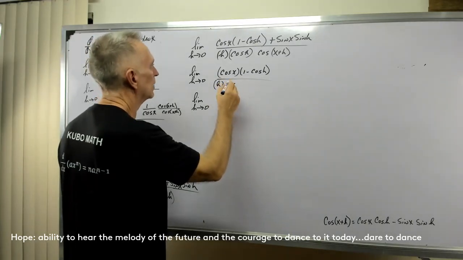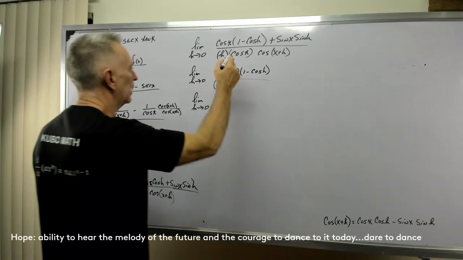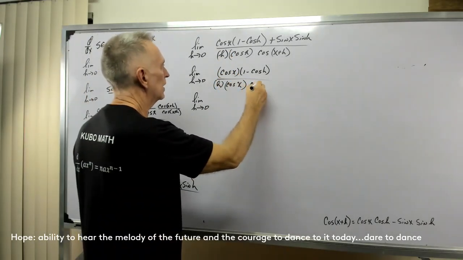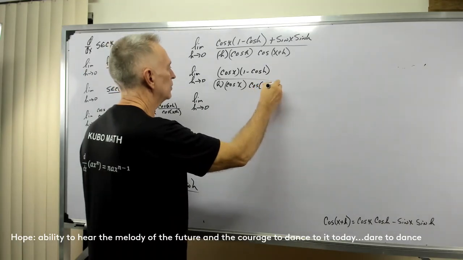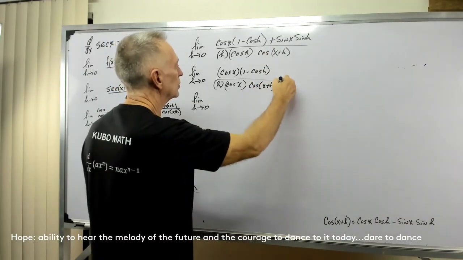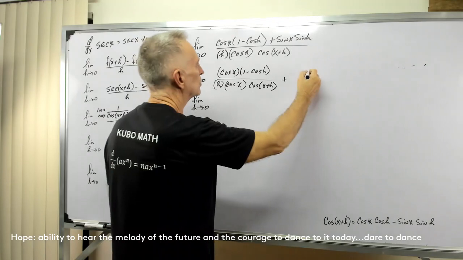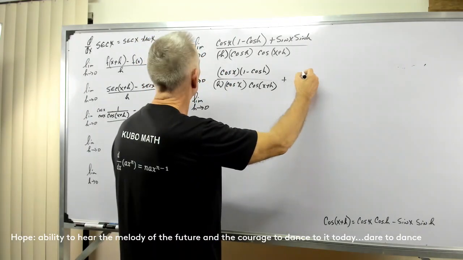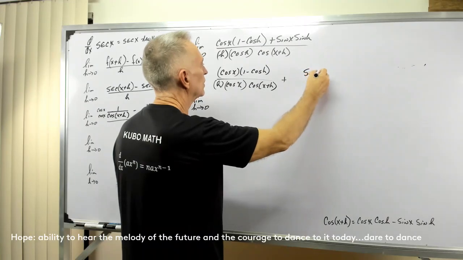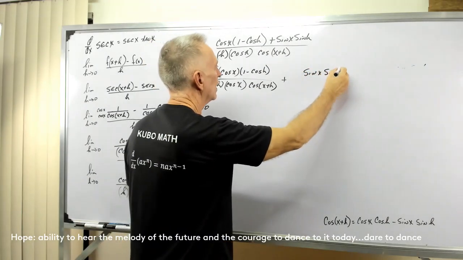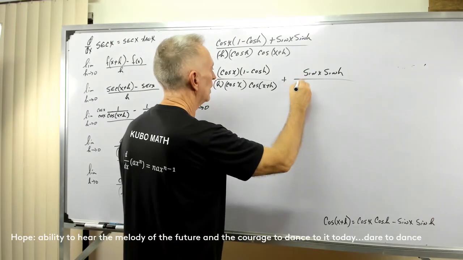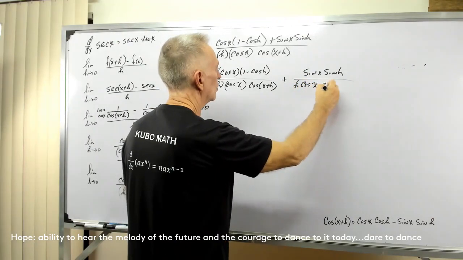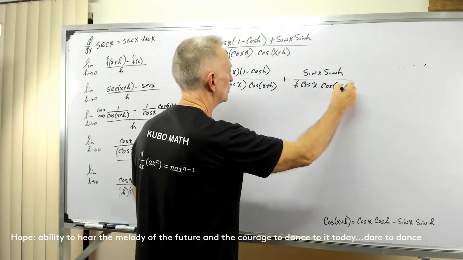cosine x times cosine x plus h, plus, I'm still in this format, sine x sine h over h cosine x times cosine x plus h.